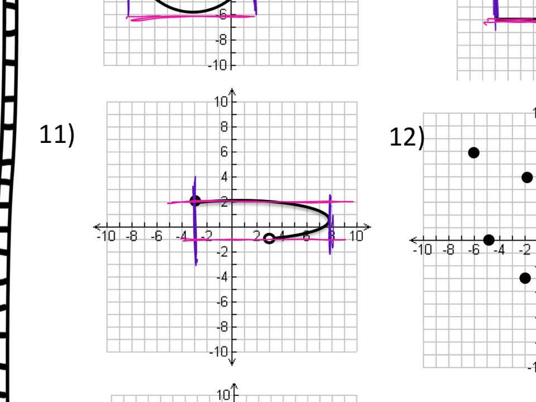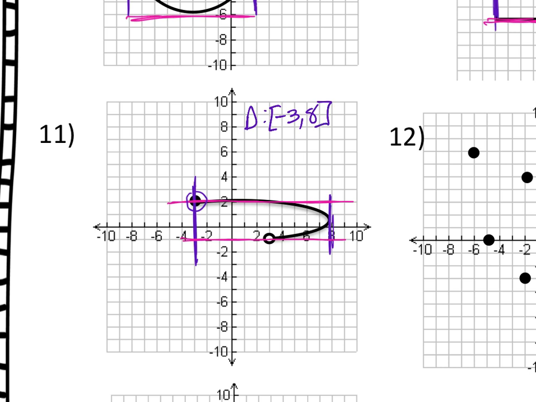So my domain again. My smallest, my furthest to the left, looks like -3. And look, it's a solid dot here, so it's included. And my furthest to the right is 8, and it's solid, so it's also included.